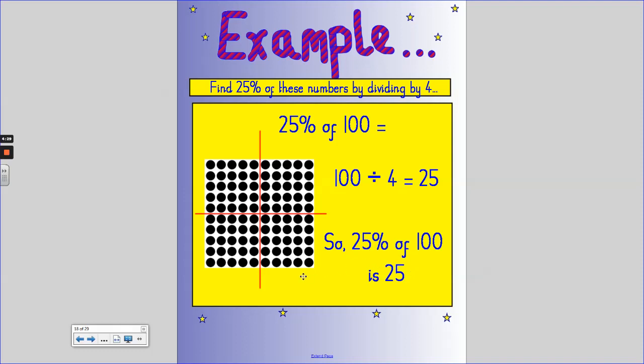So again, the dots over here show you how we work that out. We've divided the 100 by 4. So there are now 4 sections on this grid. So we are finding out just one of them. So 1/4 of this grid, 25%, is the same as 25 dots.